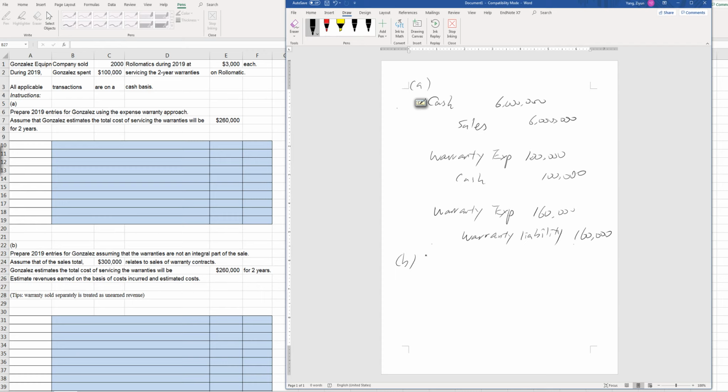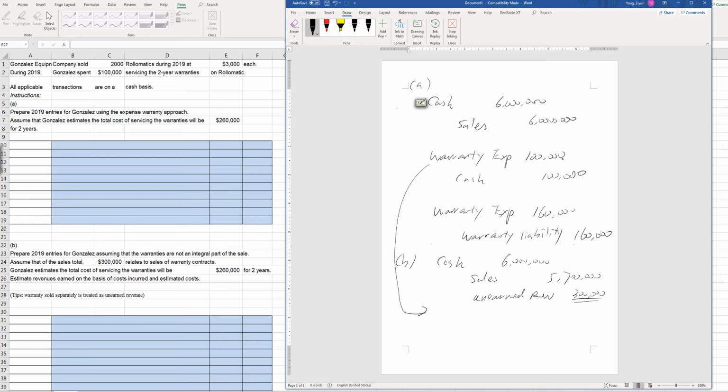So let's record the first one. When we made the sales, we received the same amount of cash, but among which the $300,000 is unearned revenue. Okay, and our sales is $5.7 million. This service contract is unearned yet. The next journal entry will be the same, okay?